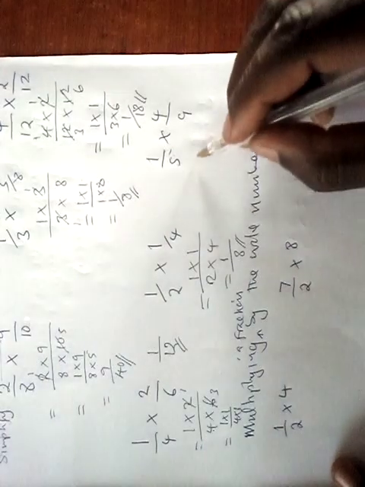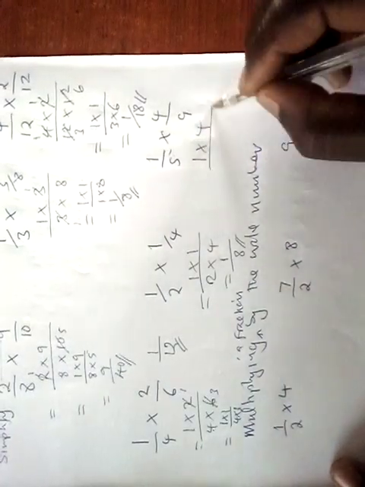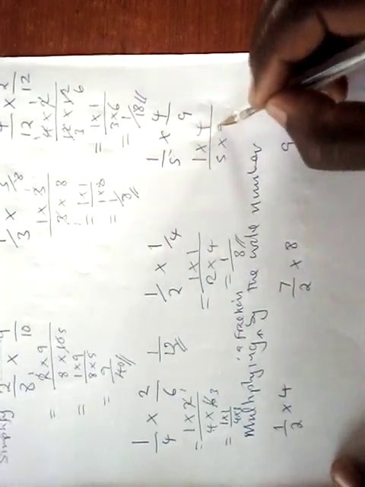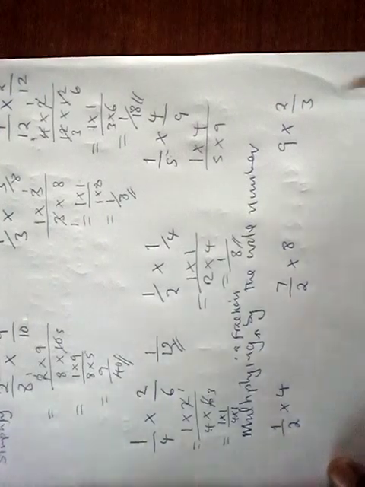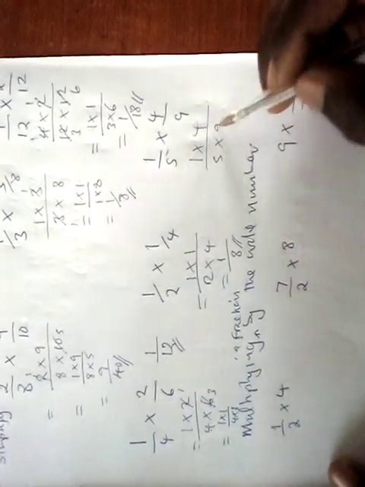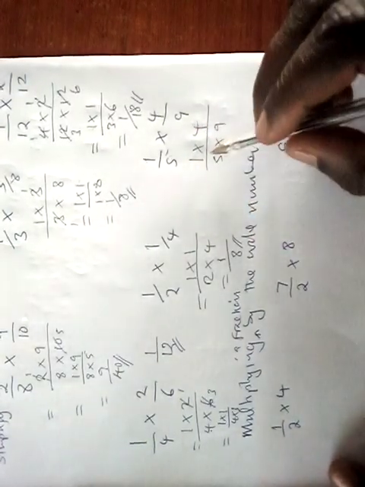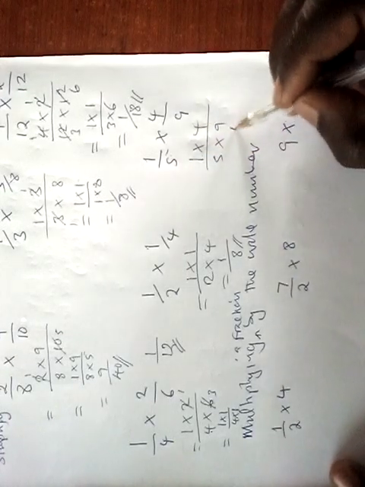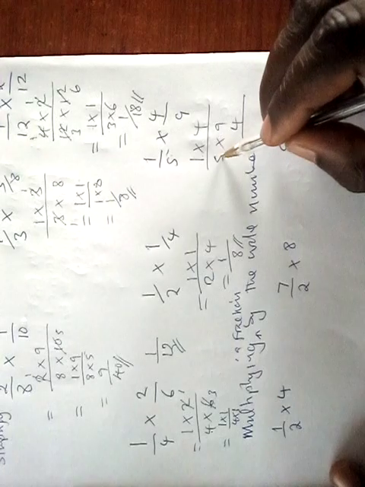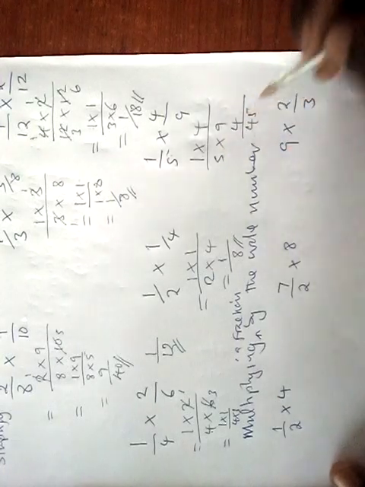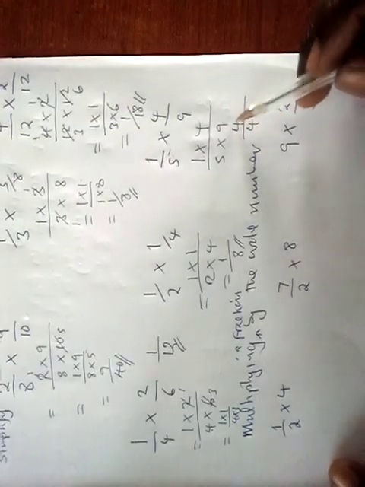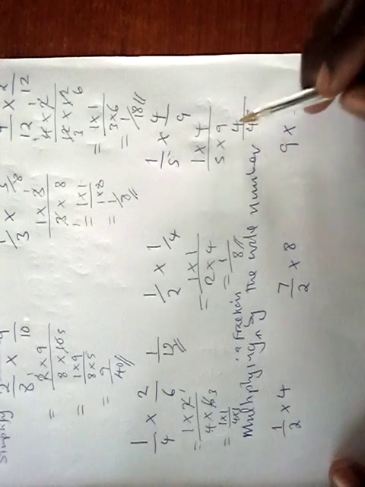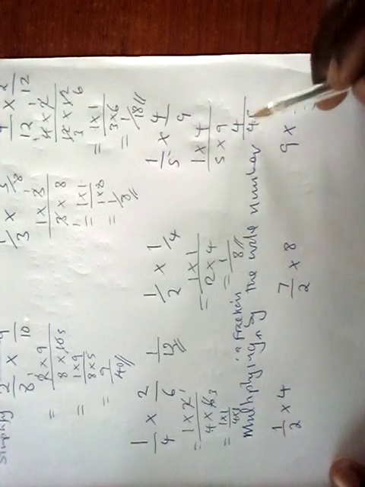We have this one, 1 times 4 over 5 times 9. So in this case we don't have a number that we can divide, so we go straight forward. We multiply 1 times 4, that is 4 over 5 times 9, that is 45. 3 can go into 9, but it can't go into 45's partner 4. 2 can go into 4, but 2 cannot go into 45.